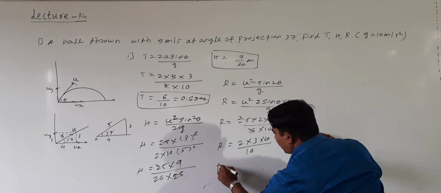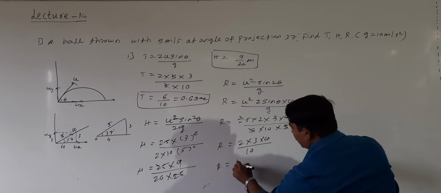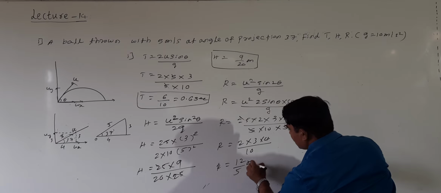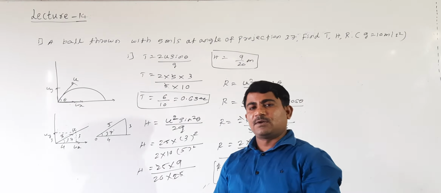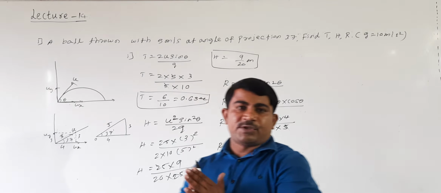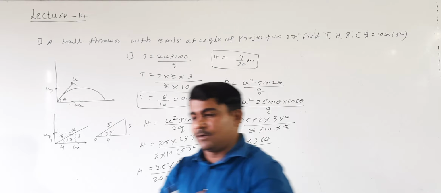So what is the R value from this? 12 divided by 5 meter. 12 divided by 5. Are you following? So this is the answer for this. Copy this numerical, students. So, we will go for one more numerical.